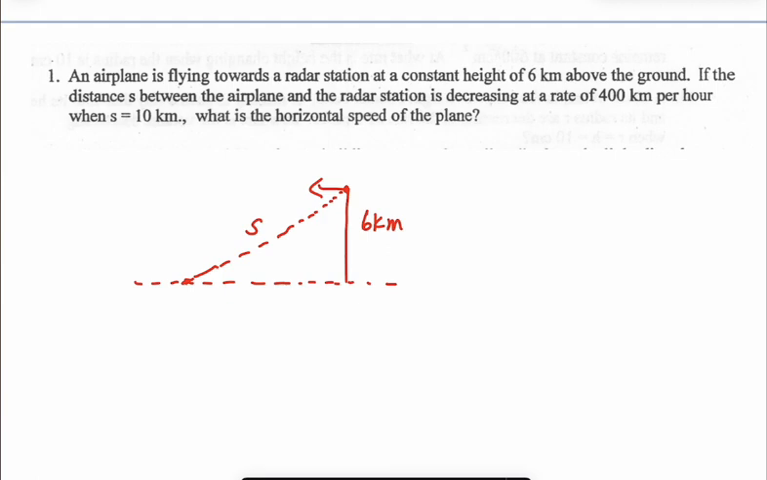It says the distance between the airplane and the radar station is decreasing at a rate of 400 kilometers per hour. I didn't write anything down about that. So that's the next thing I want to say: ds/dt is decreasing, so make it negative, at a rate of 400 kilometers per hour. And s is going to be stuck at 10.